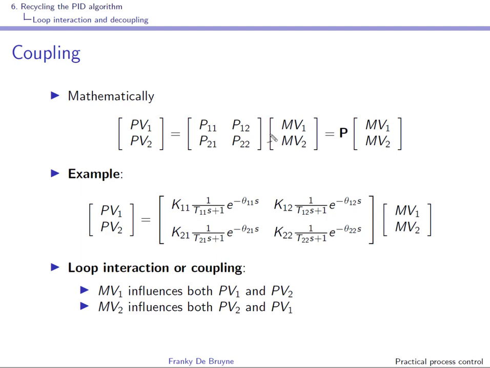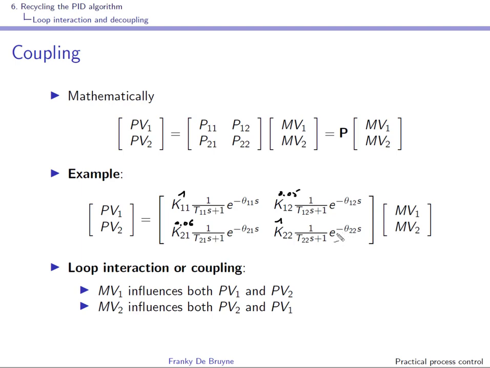Indeed, if the gains in this transfer matrix are as follows, for instance around 1 here, around 1 here, and let us say 0.05 here and 0.06 here, then it's kind of obvious that you will control PV1 using MV1 and PV2 using MV2, and the coupling effects are negligible.